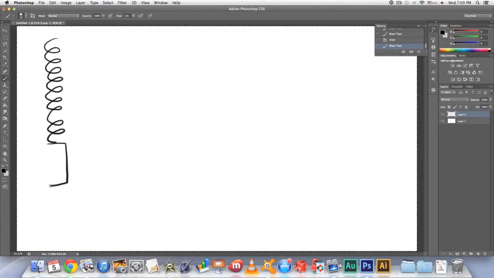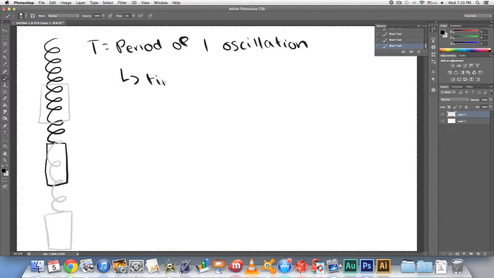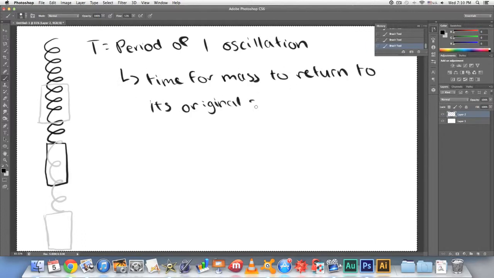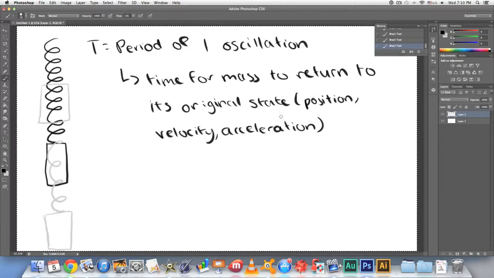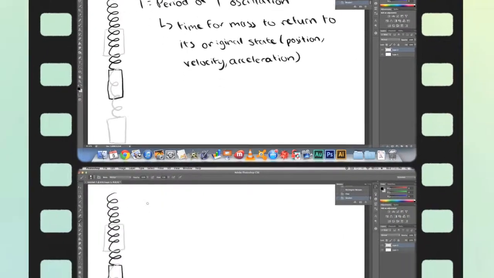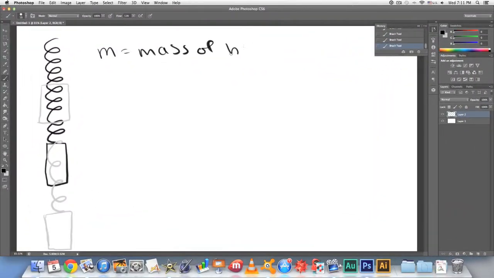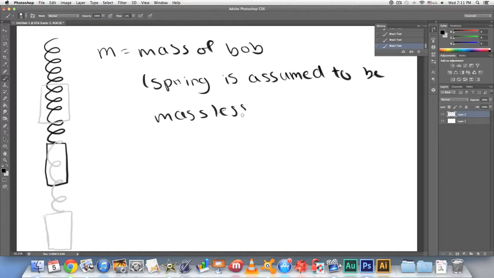Alright, now on to calculations. As you can see here in the drawing, this is the mass spring system, and T equals the period of one oscillation, which is the time for the mass to return to its original state. In other words, its position, velocity, and acceleration. M equals the mass of the bob, where the spring is assumed to be massless or negligible.